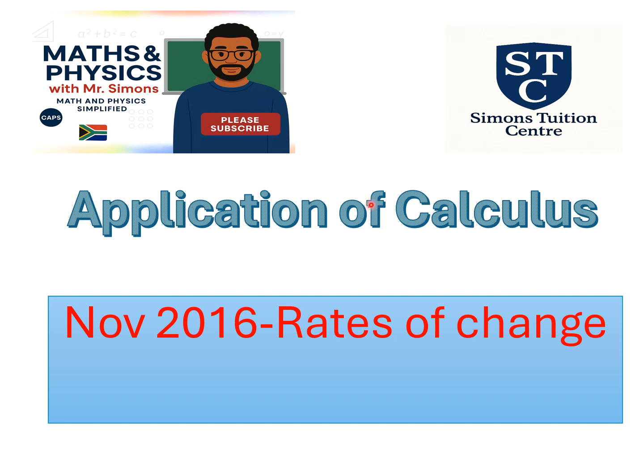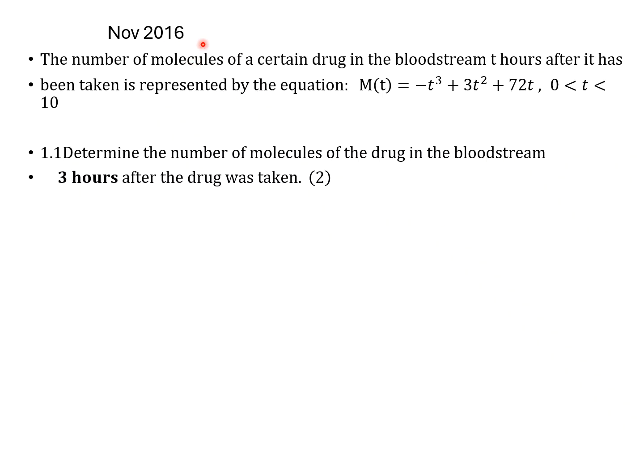Here we're looking at application of calculus exam questions, and we're specifically looking at November 2016 rates of change. Right, so let's look at the question. November 2016, they say the number of molecules of a certain drug in the bloodstream T hours after it has been taken is represented by the equation M(t) equals negative t cubed plus 3t squared plus 72t, where t is greater than 0 and less than 10.